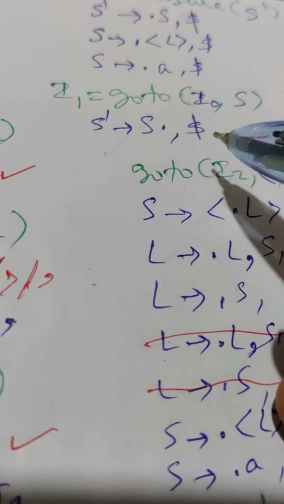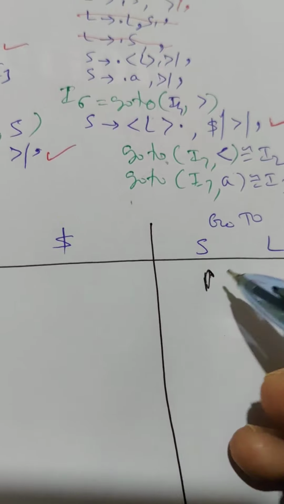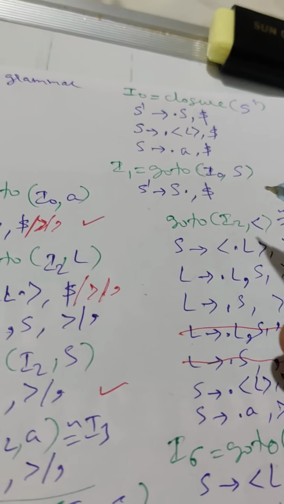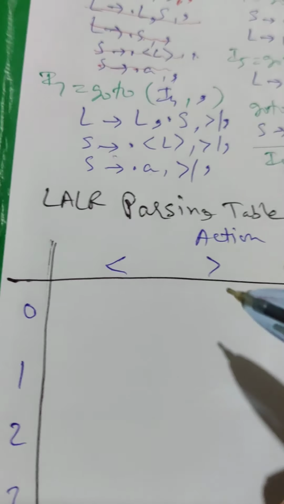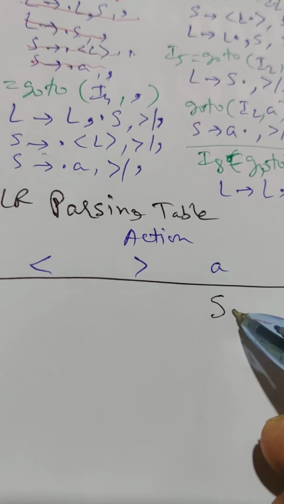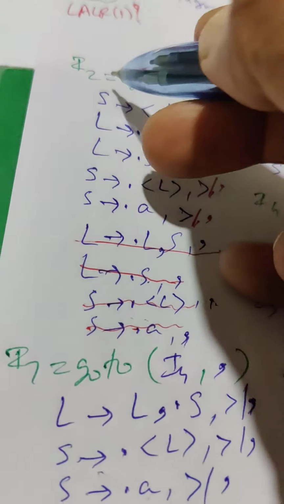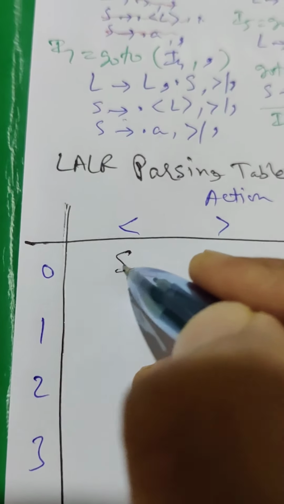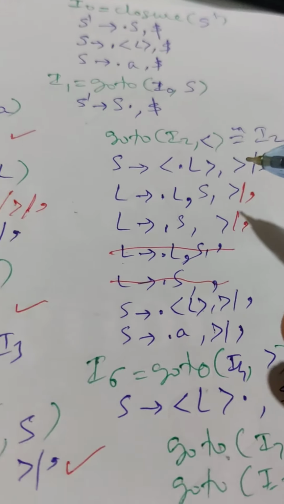So if you observe, I0 comma S is 1. So for I0 and S we have to write 1. Then next is I0 comma A, which is item number 3. So I0 comma A is S3, S for shift, item number 3. Then I0 comma less than is going to be I2, so it's going to be S2. So here I0 is over.